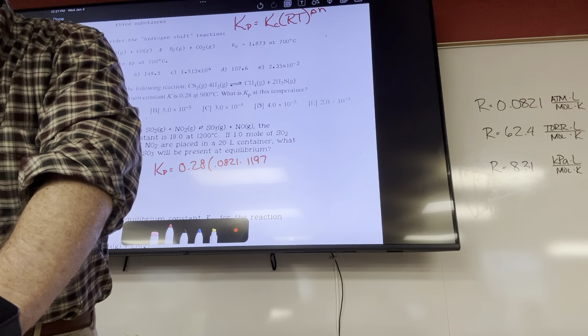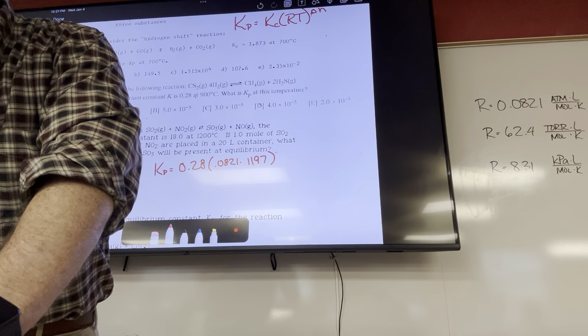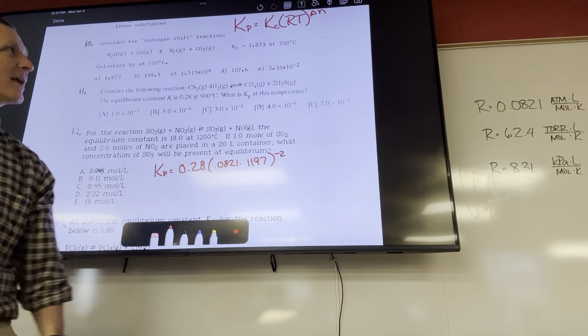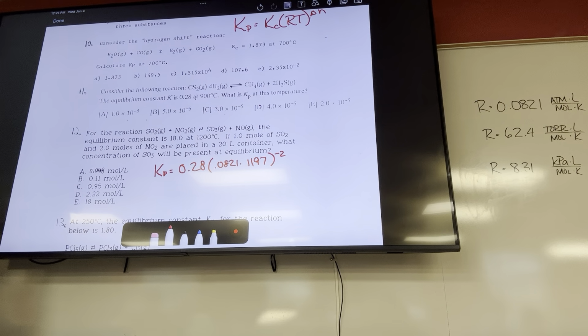Be careful, look what I put for the temperature. Did you put that too? Temperature has to be in Kelvin. Jay Sung, I'm on your side because I want to see him go bold.